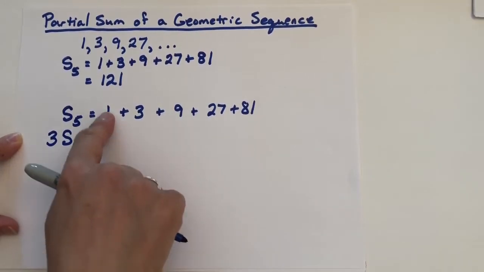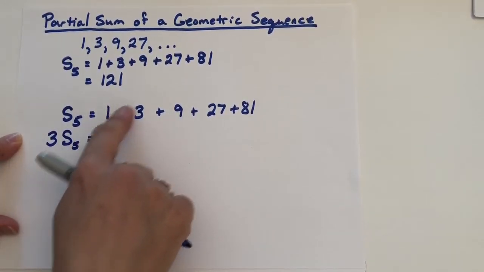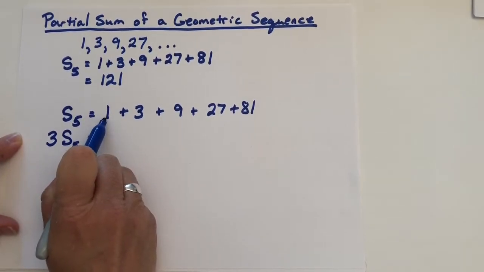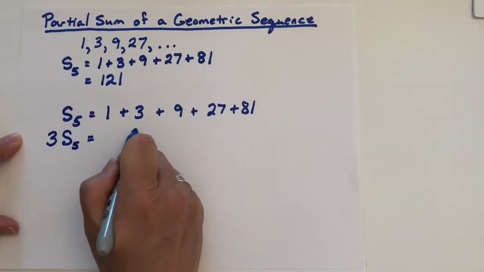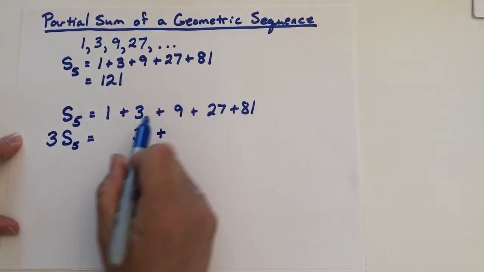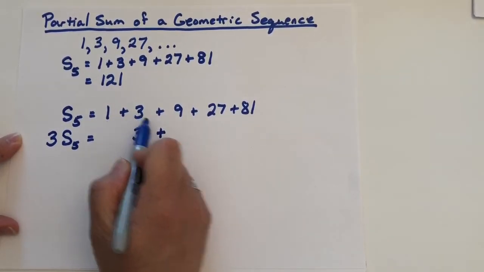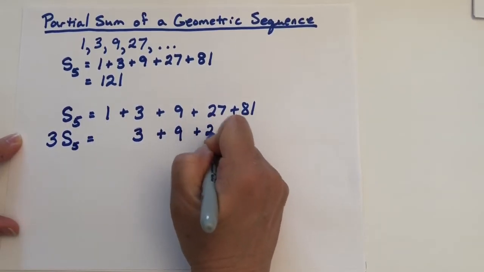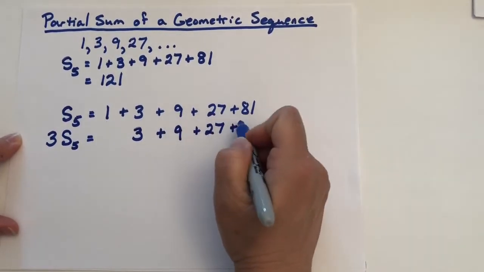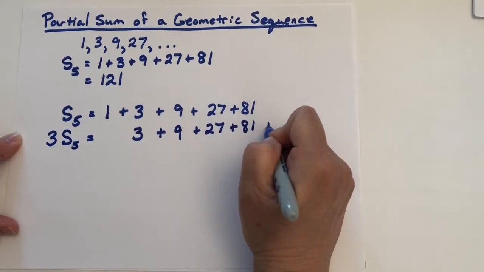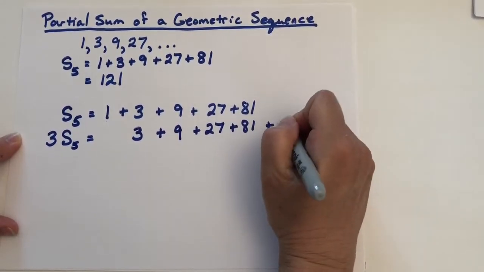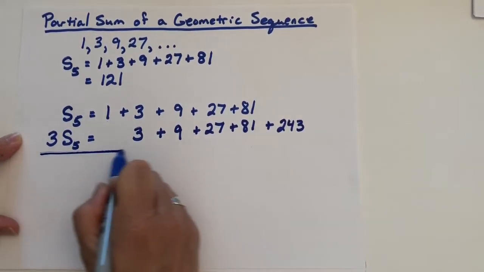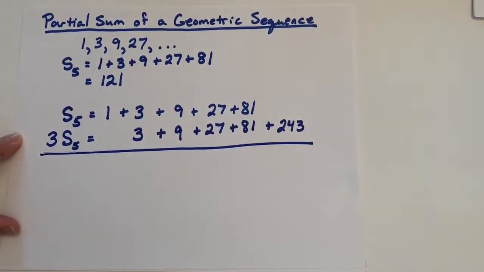And instead of writing it right underneath the individual terms, I'm going to move it over. So when I multiply 1 by 3, I'm going to write it right here. And I'm going to multiply 3 by 3 and write it here. 9 times 3 is 27. 27 times 3 is 81. And 81 times 3 is 243. So I have 2 valid equations.